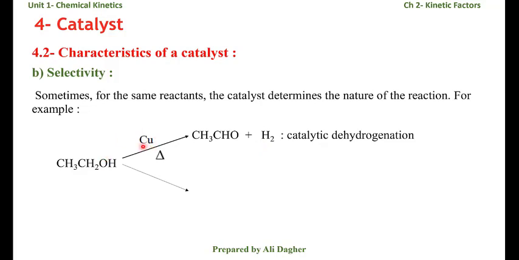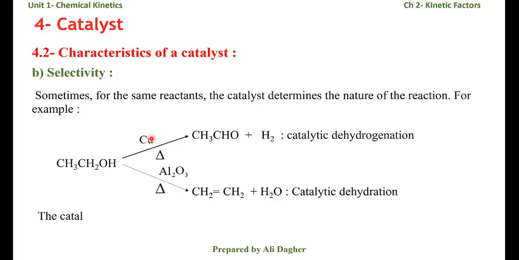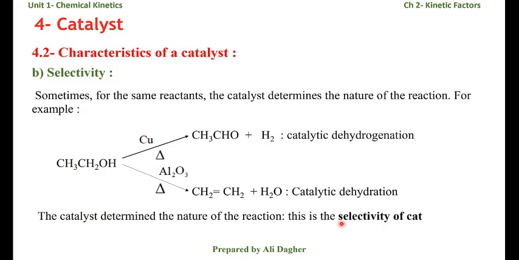While if we change the catalyst, same reactant, ethanol, but we put aluminum oxide instead of copper, by heating, we obtain ethene plus water, that means catalytic dehydration. Then, when we change the nature of the catalyst for the same reactant, we obtain different products, that means the nature of the reaction is changed. This property is called selectivity of the catalyst, because the catalyst selects the nature of the reaction. This is the selectivity of catalyst.